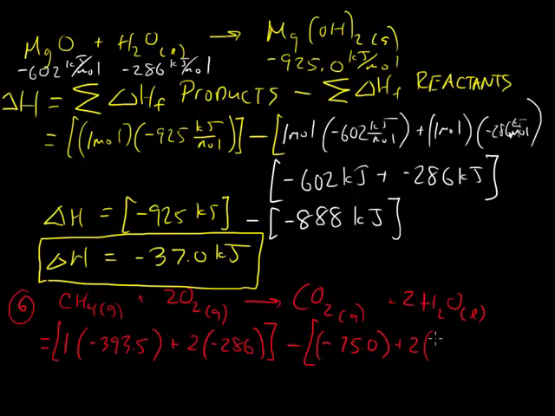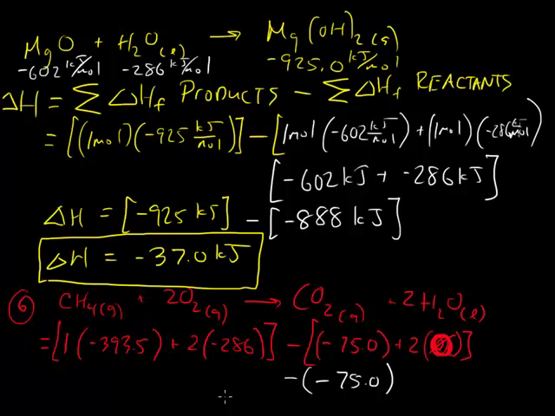You look up oxygen, and it's not there on the table. The reason is that oxygen gas is an element, so its value is 0. So this gives us a 0 here, and negative 75, so that's negative 75.0, minus that.